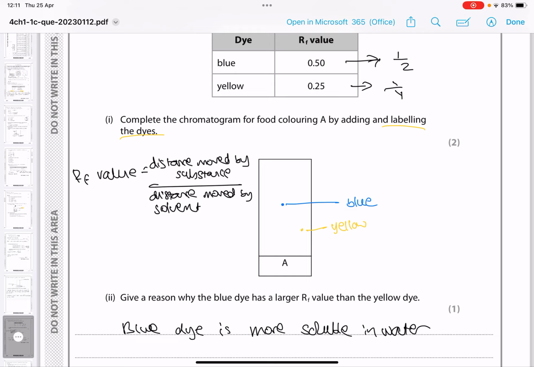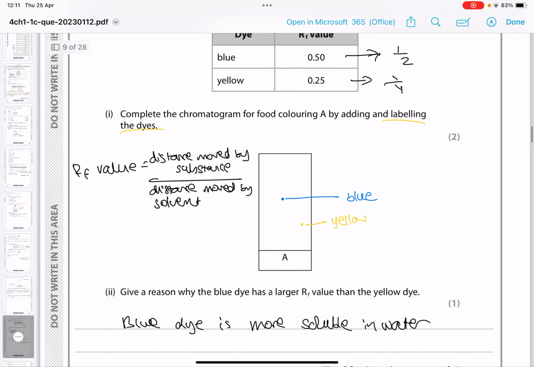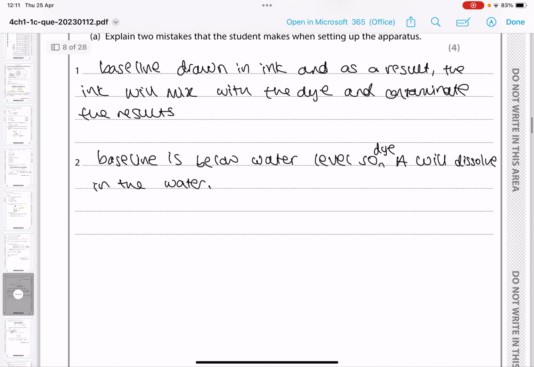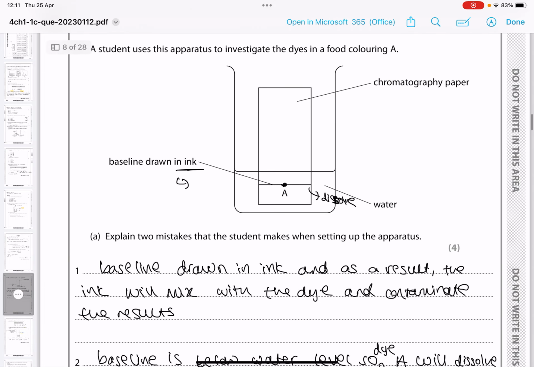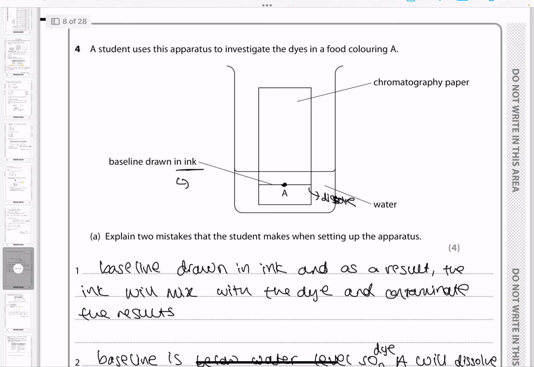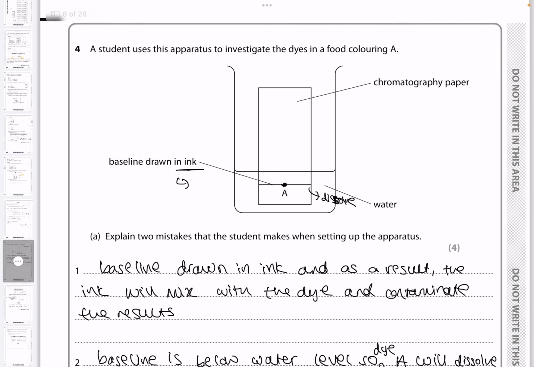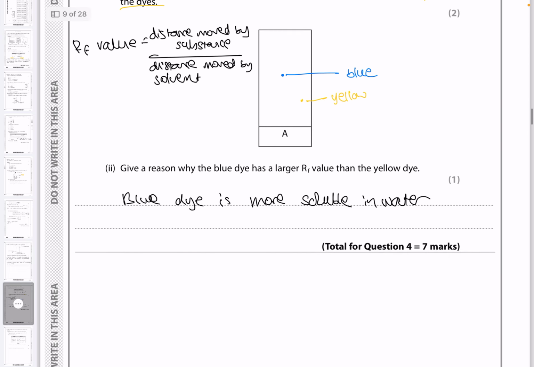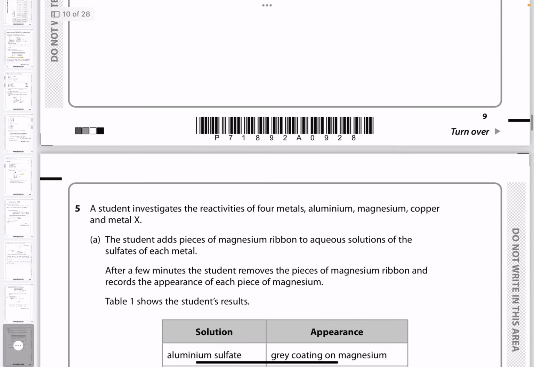Another common question that comes up often is, what will you do if, for example, dye A doesn't move up the chromatogram? What you can do is just switch the solvent, because dye A might be soluble in ethanol. There's a wide range of solvents you can use. Water is the common one, but ethanol is also another one. So if they ask what you can do if dye A does not dissolve, you can just say you'll switch the solvent and use another solvent, for example, ethanol. Okay, cool. Next question.